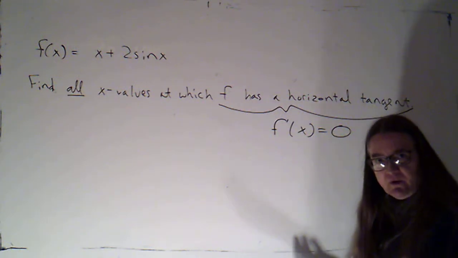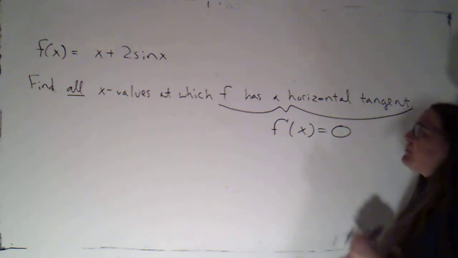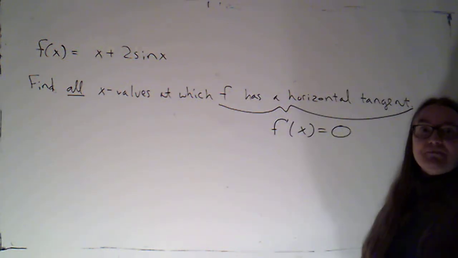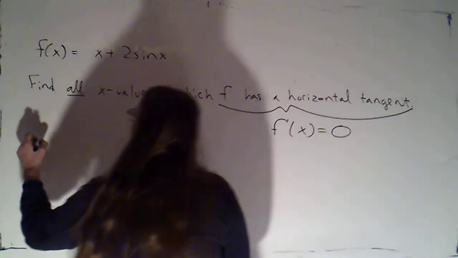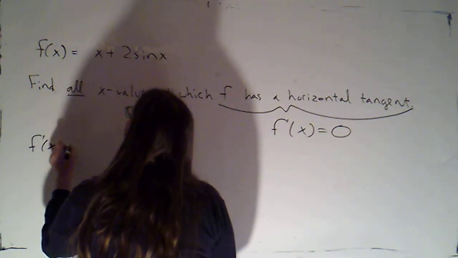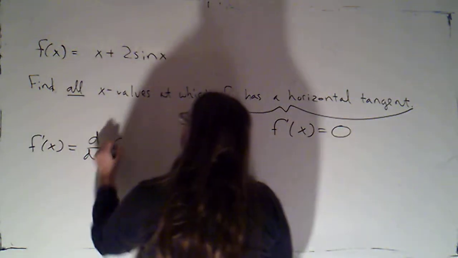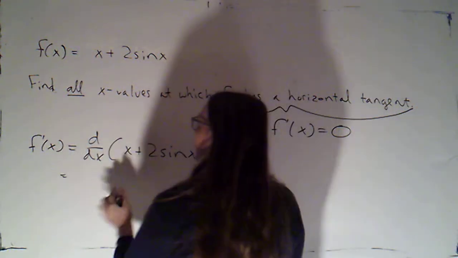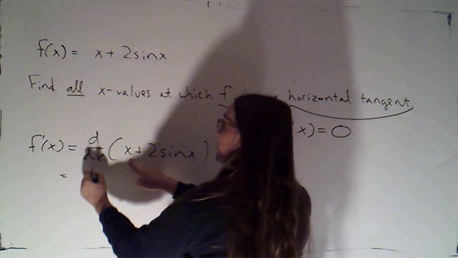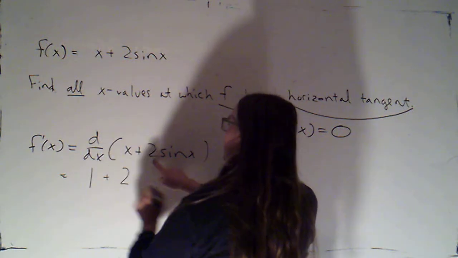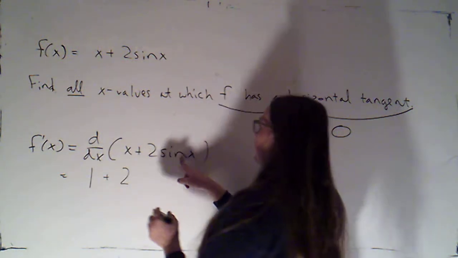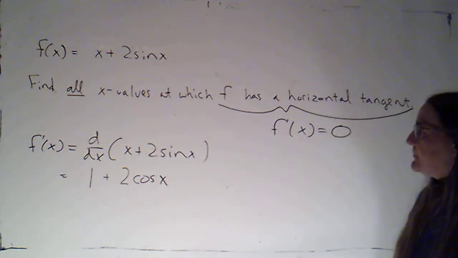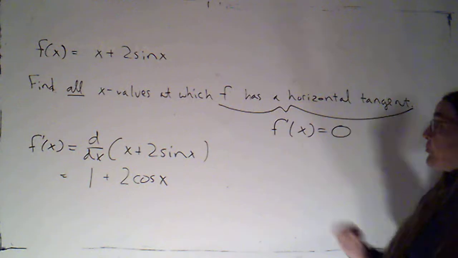So we're going to find the derivative. We've been doing that. Once we've done that, we're going to set it equal to 0 and solve for x. Let's give it a shot. So f prime of x, we're taking the derivative of x plus 2 sine x. That's just going to be the derivative of x, which is 1, plus 2 copies of the derivative of sine, which is cosine. Okay, so that's f prime.